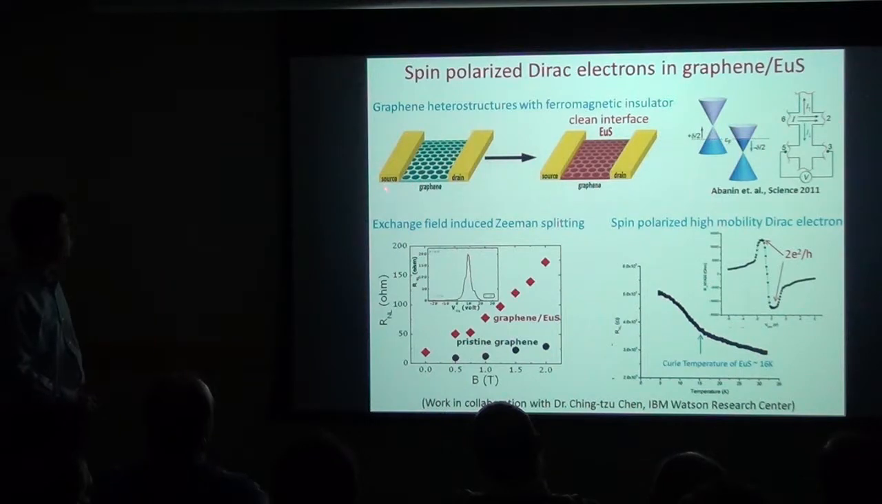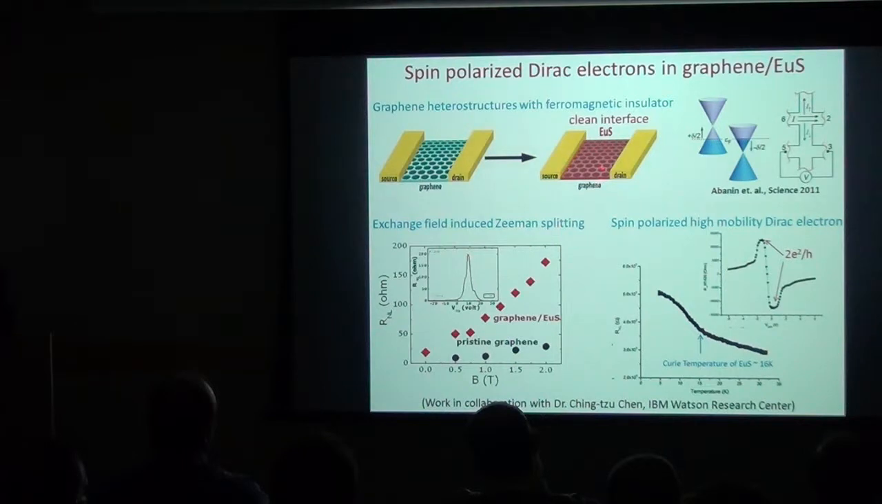We actually fabricate our graphene device in the beginning. And then we load this sample into a high vacuum, ultra high vacuum, and we clean the surface of graphene. And in situ, we deposit europium sulfide, which forms a high quality interface.